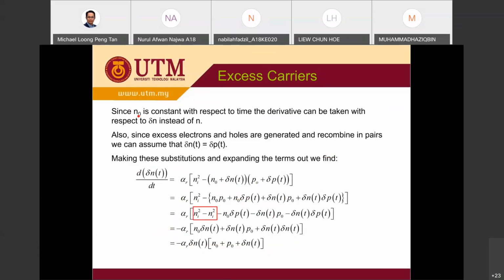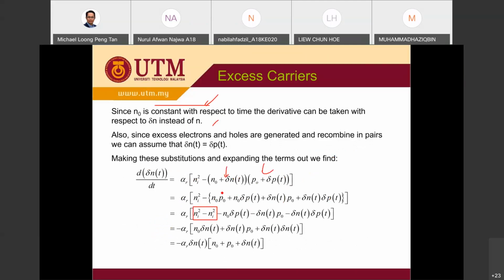Since NO is constant with respect to time, the derivative can be taken with respect to dN instead of N. So this is actually the assumption that they use to reduce this expression. They say if it is with respect to time, then you can cancel it. So let's see here. You multiply them into this one, you expand them. This equation you put in, expand them, and then you multiply with them.